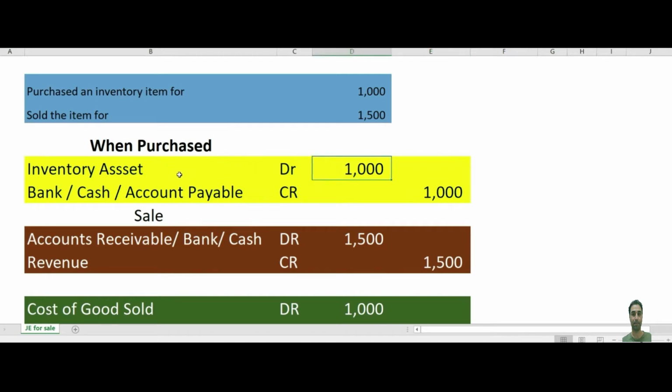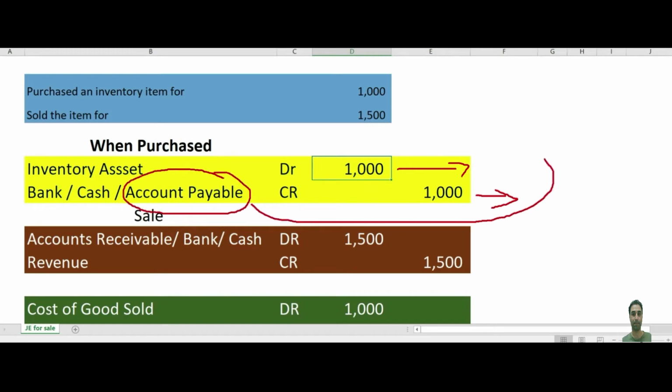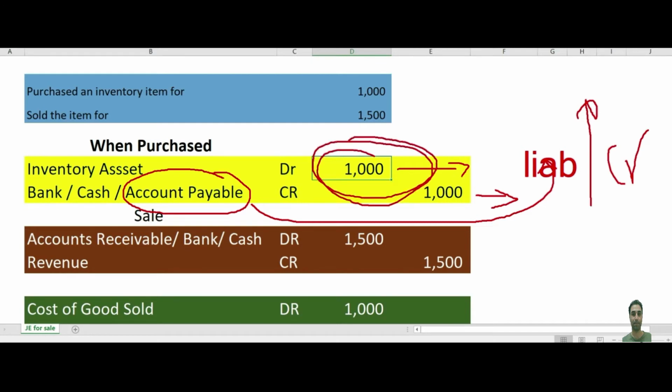It is very simple. You will just debit inventory and credit what? Accounts payable, cash or bank. Why is accounts payable being credited if you are purchasing on credit? This is your liability, and if there is an increase in liability, it will be credit. And why am I debiting this amount? Increase in asset is debit.